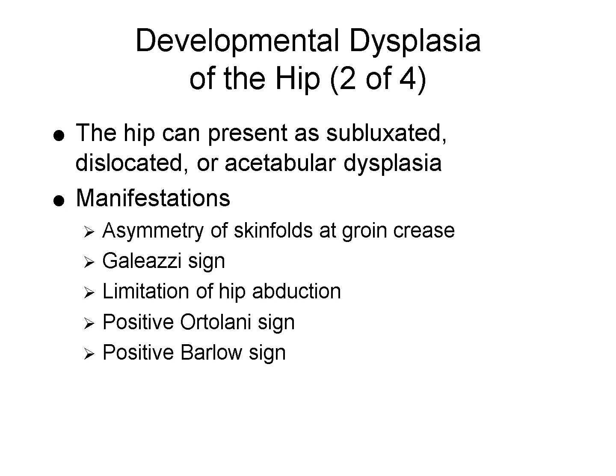DDH can present as subluxation, dislocation, or acetabular dysplasia. Clinical signs include asymmetric skin folds, Galeazzi sign, and limited hip abduction. The Ortolani and Barlow maneuvers are used to detect hip instability in newborns. These signs help identify the condition in its early stages.